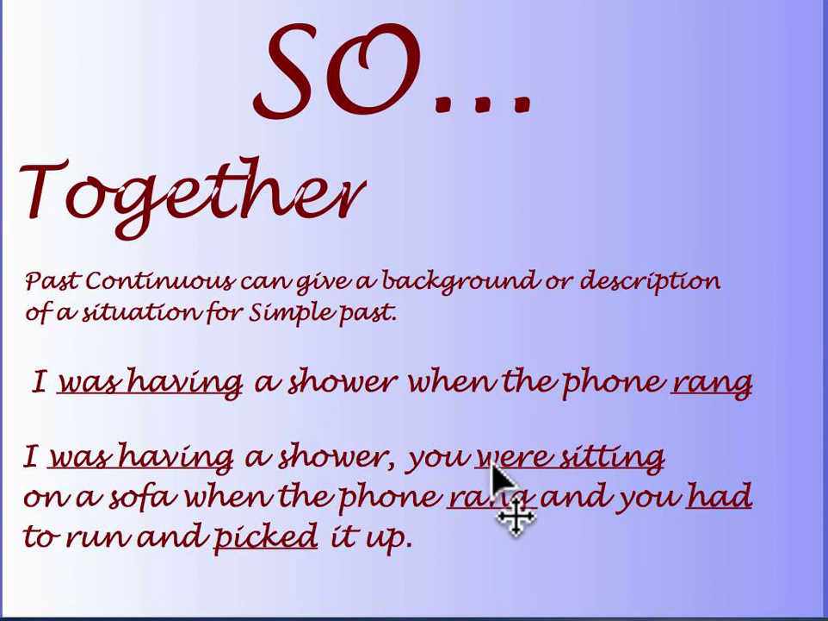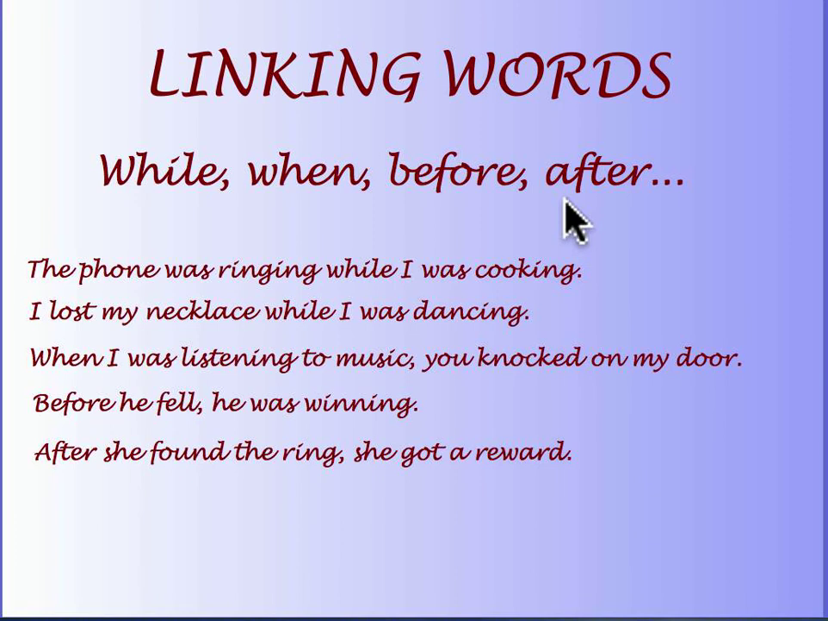For example, I was having a shower, you were sitting on a sofa when the telephone rang and you had to run and picked it up. Okay, so you see we have two past continuous giving a background, and then consecutive actions in simple past. So it's very useful to know that we usually encounter these linking words when we mix both tenses. For example, the phone was ringing while I was cooking. And again, you see, it is not mathematic that if you have a past continuous, you necessarily need simple past here. No. We're talking about actions in progress.